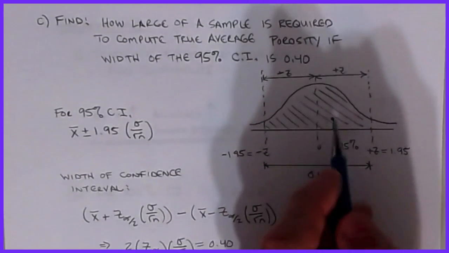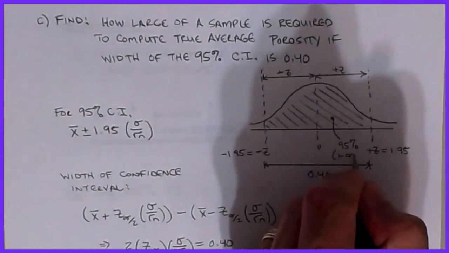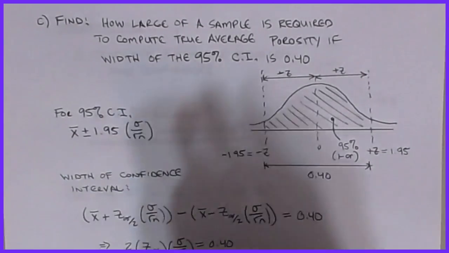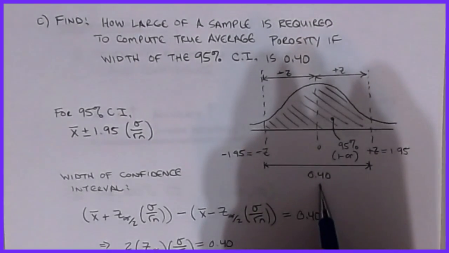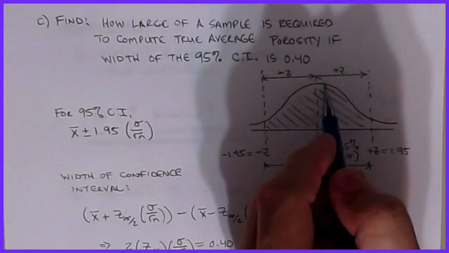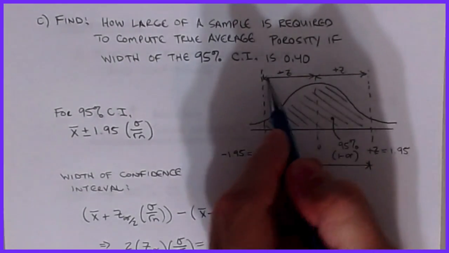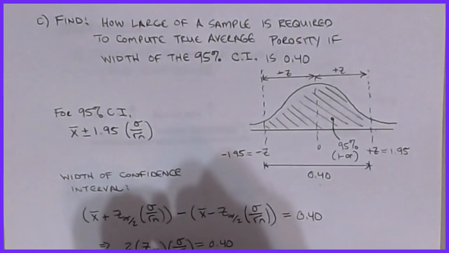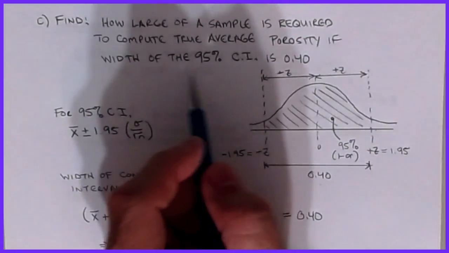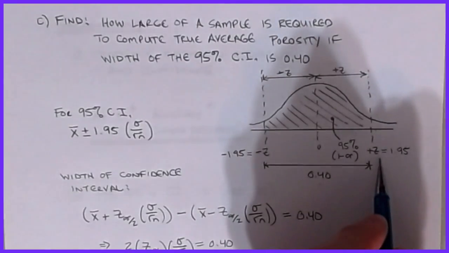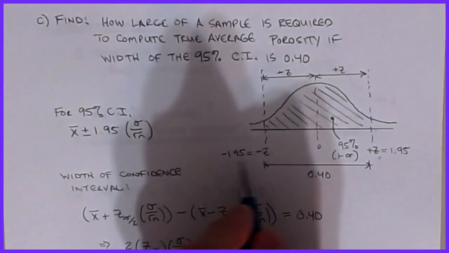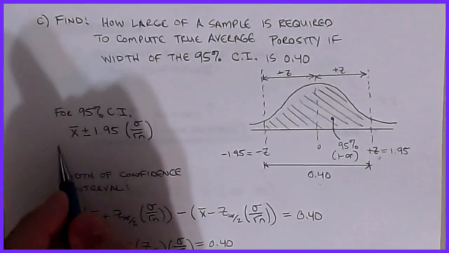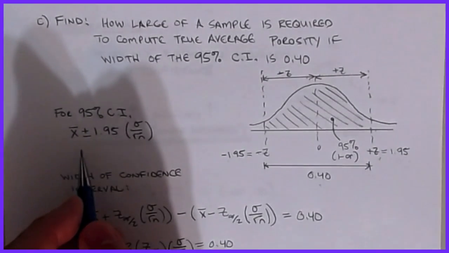So we know that the shaded region, that's still 1 minus alpha, is 95%. And the width, or the difference between minus z and plus z, is 0.4. So I go plus z on the right, and I go minus z on the left. And so we know that for a 95% confidence interval, the z value is 1.95, and the negative z is negative 1.95. So this is my confidence interval for our approach there.